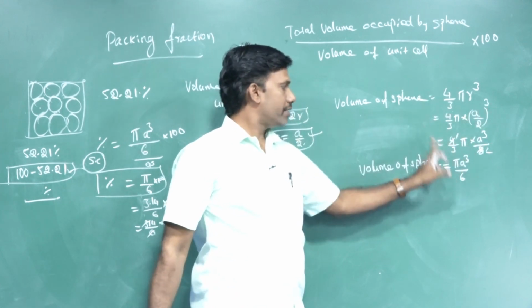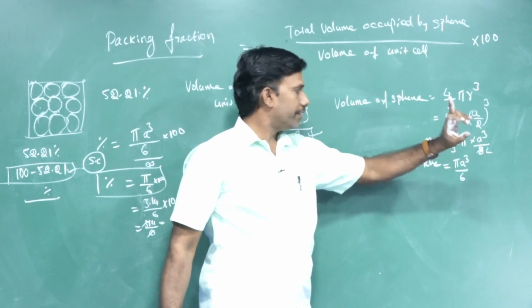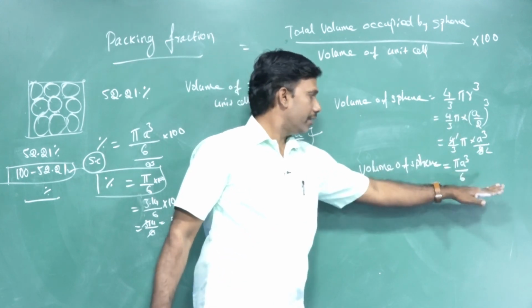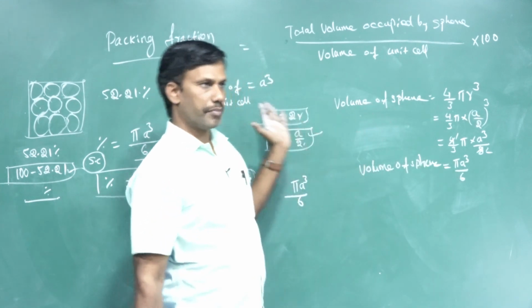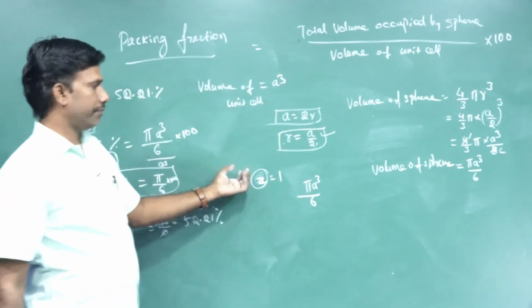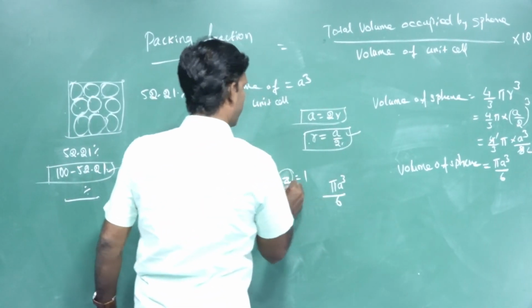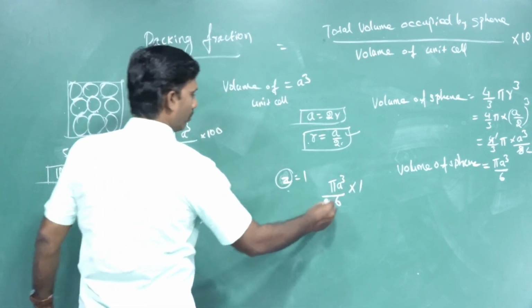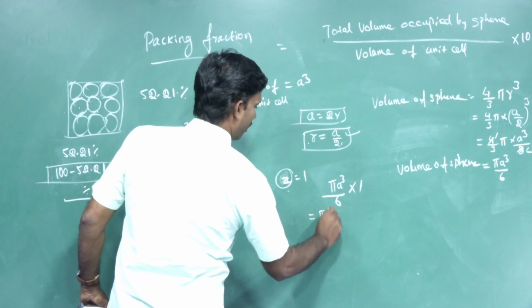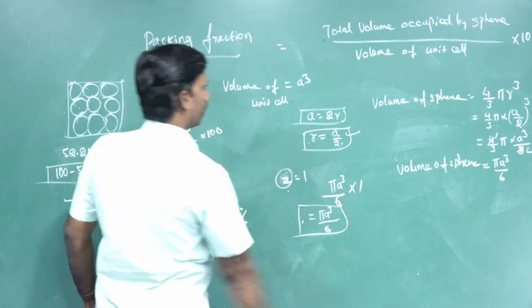When you apply this, 4 by 3 pi into a cube by 8. If you cancel, you get pi a cube by 6. In a simple cubic, the total number of atoms Z equals 1. Okay, this is for one sphere. The total number of spheres in a simple cubic is 1, so it is multiplied by 1. The same value will come, pi a cube by 6. This is the total volume occupied by the sphere.